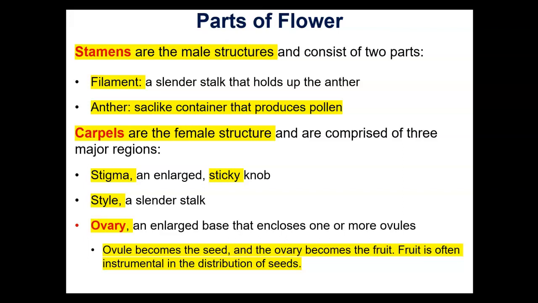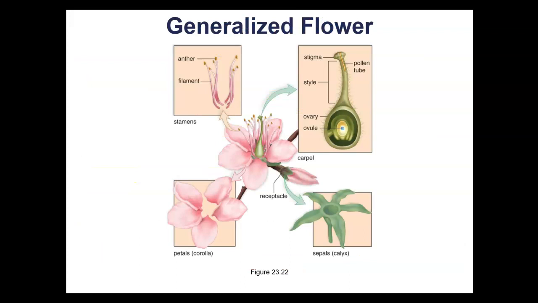The fruit will be the ripened ovary, and a lot of times fruits help distribute seeds. Now you can see a picture of all the structures. Here's your stamens. They're pink with brown tips. The stamens have a filament, and then at the tip they have an anther.